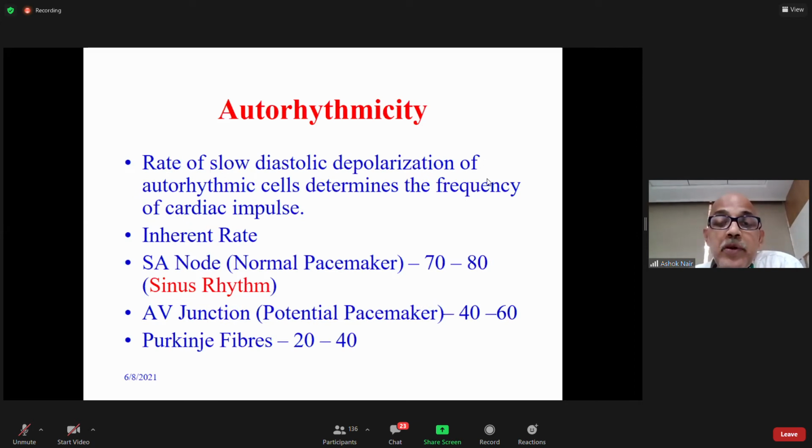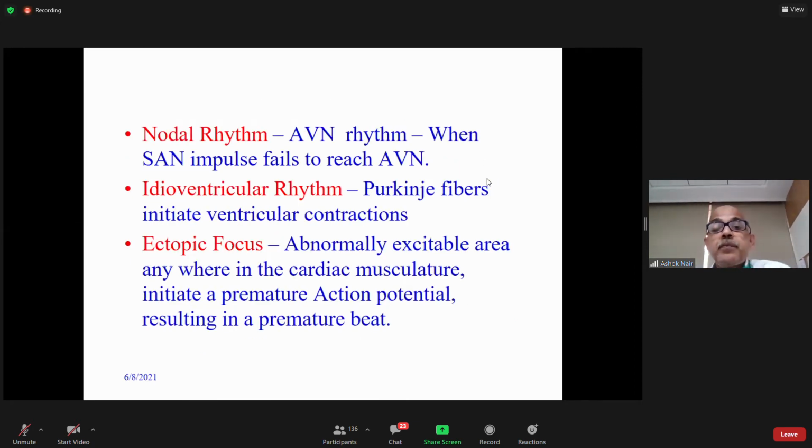And if Purkinje fibers generate a rhythm, it's called an idioventricular rhythm. When the heart is contracting at the rate of the SA node, it's called sinus rhythm. When it's contracting at the rate of the AV junction, and the AV junction acts as a pacemaker, that's called a nodal rhythm. If Purkinje fibers initiate impulses and the ventricles are contracting at its rate, it is called an idioventricular rhythm.